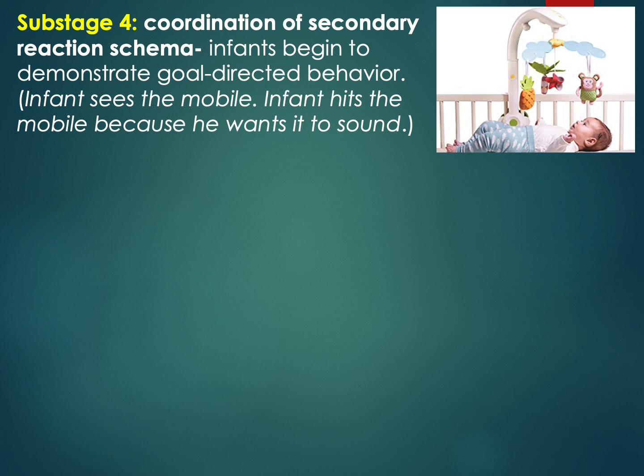So, example, the infant sees the mobile. So, yung nakasabit, ang tawag po dyan, mobile. The infant hits the mobile because he wants it to sound. Kasi nga alam na niya na pag may mga bagay siyang hinihit, tumutunog. So lahat ng mga yan, ihihit niya. Okay? Hahampasin niya. Ano kaya ang sound pag hinit ko yung monkey? Ano kaya yung sound pag hinit ko yung pineapple? That is already what is happening to the brain of the child if he or she is under the coordination of the secondary reaction schema.